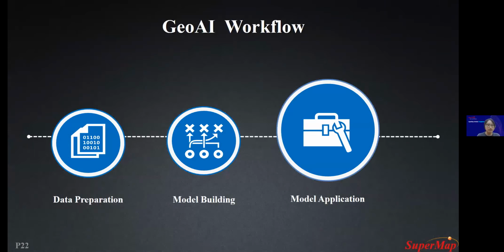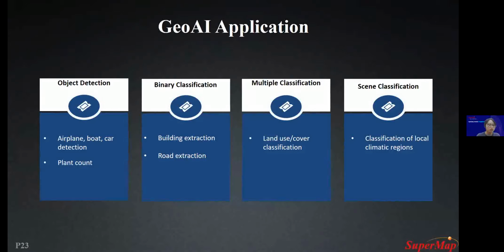Then let's have a look at the workflow of GeoAI. The first step is data acquisition and preparation, and then the next step is to build models, then use the trained model to realize model learning and prediction. Firstly, we should know what we are going to do. It determines what kind of function we are going to use. Just like if we want to detect airplanes on trees, we need to use object detection. Also, we can use binary classification if we want to extract buildings or roads.